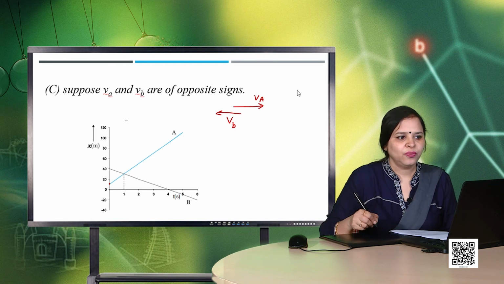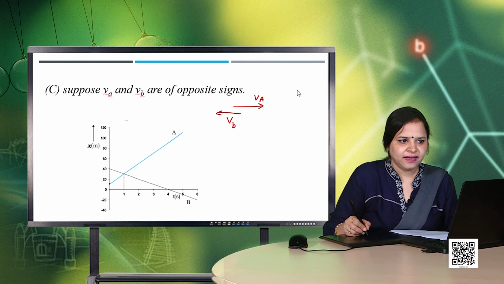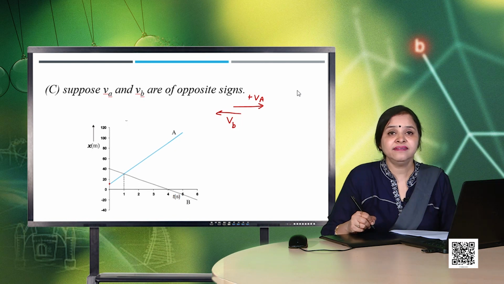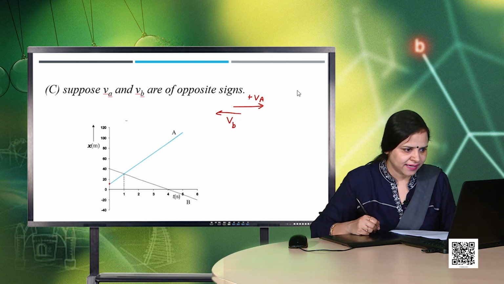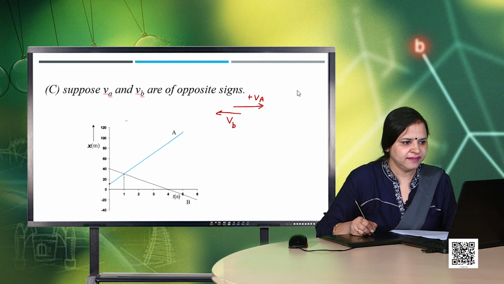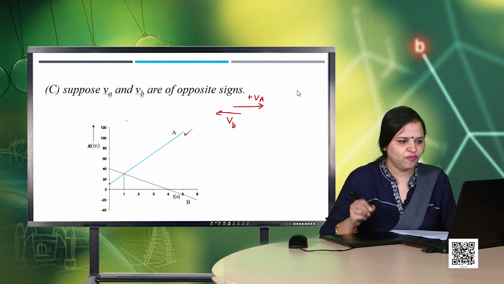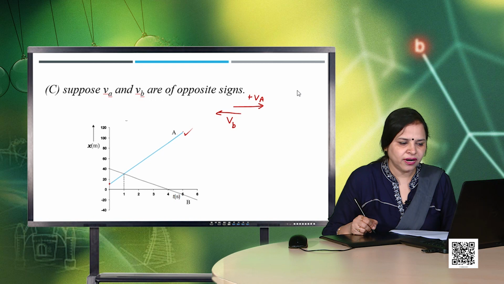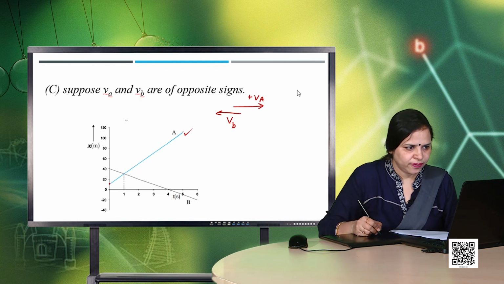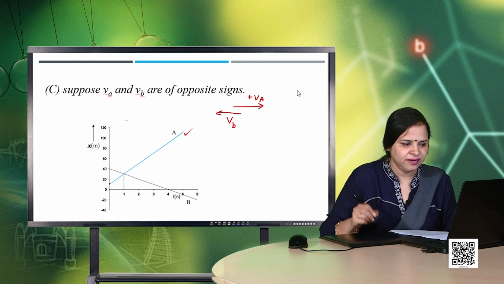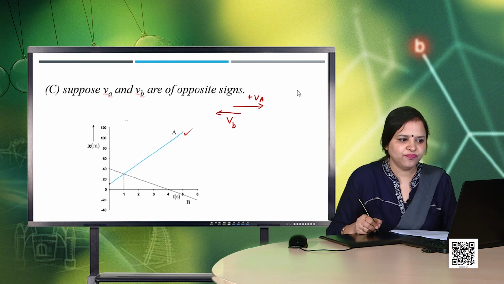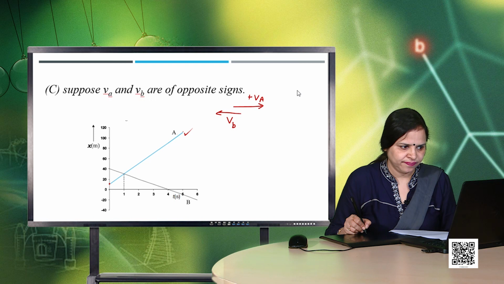Now, since VA is in the positive direction, that is, object A is moving in the positive direction, the slope will be positive, represented by a line of blue color. So, that is the slope for object A on the x-t graph. But since B is moving in the negative direction, its slope will also be negative.